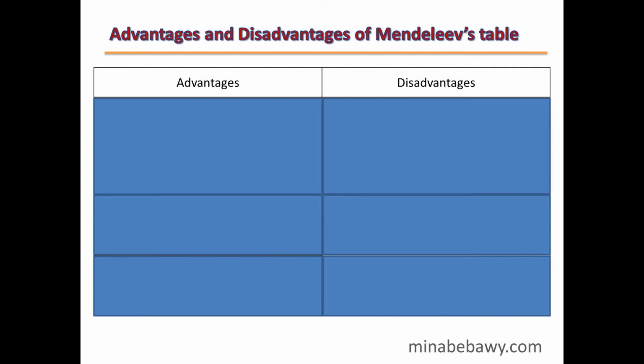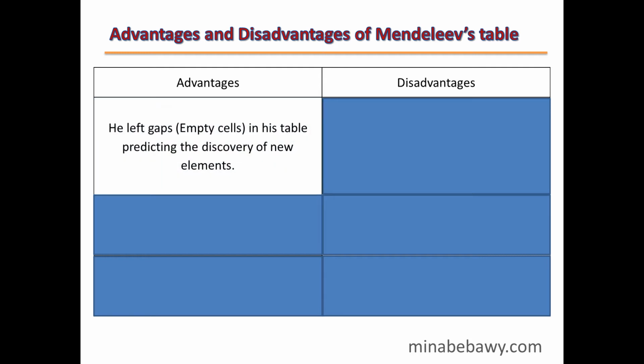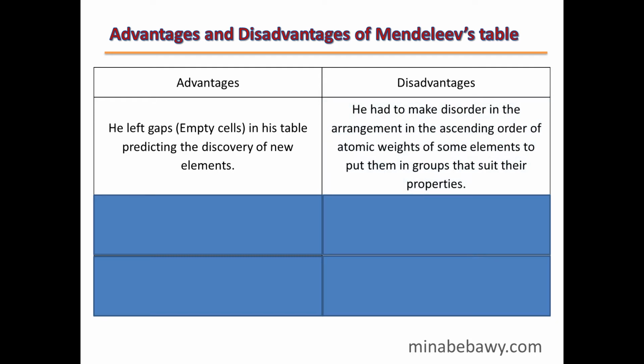Now let's compare between advantages and disadvantages of Mendeleev's periodic table. Mendeleev left gaps or empty cells in his table, predicting the discovery of new elements. Disadvantage: he had to make disorder in the arrangement in the ascending order of atomic weights of some elements to put them in groups that suit their properties.